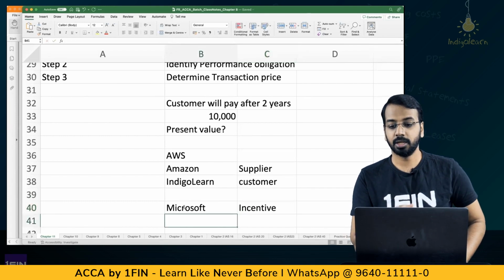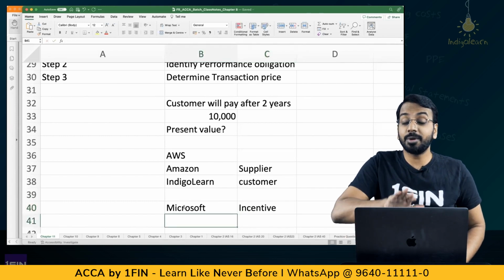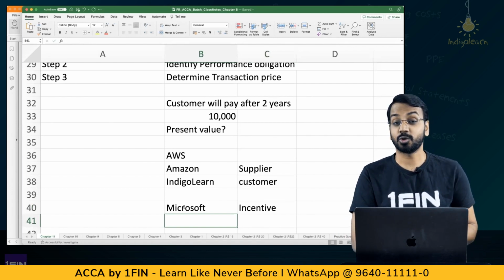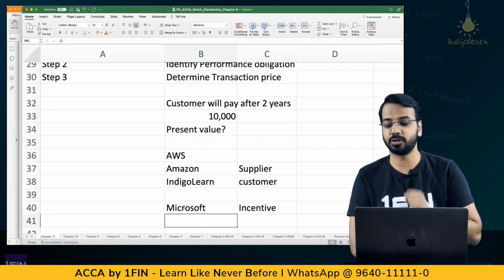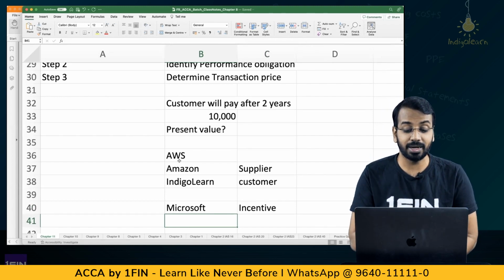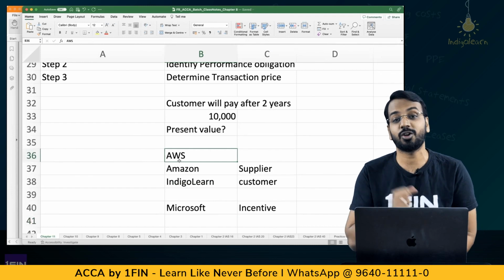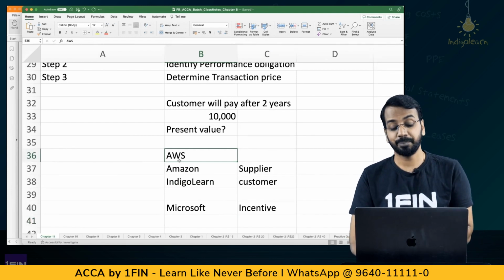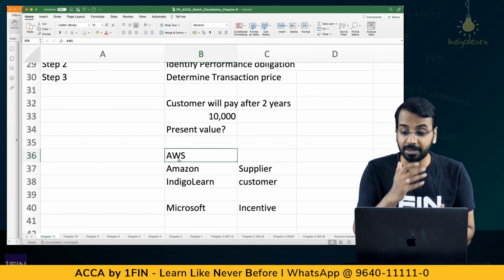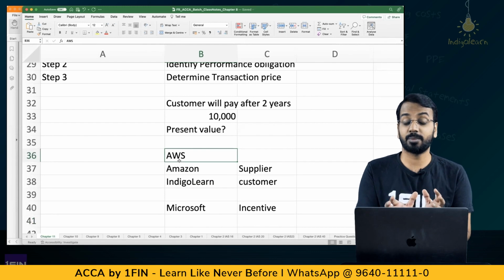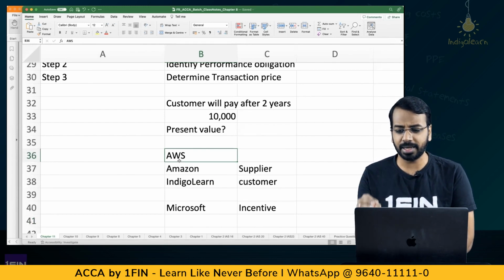So here, the customer is not paying something to the supplier; the supplier is paying something to the customer. How do we handle these scenarios? That also we need to understand. Or maybe there is a penalty that IndigoLearn will have to pay to AWS for cancelling the contract. In that case also, if Microsoft is reimbursing a part of that, how do we handle it? So here, the transaction price is one thing, your normal price of the contract.